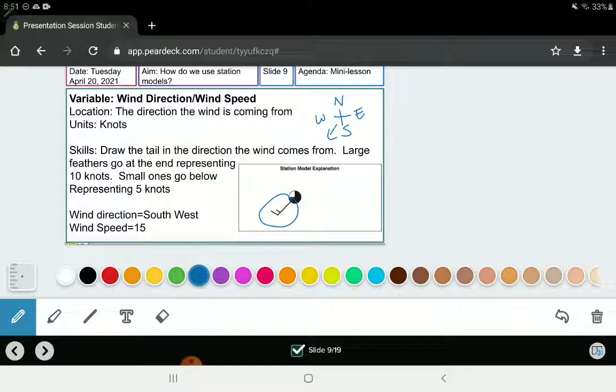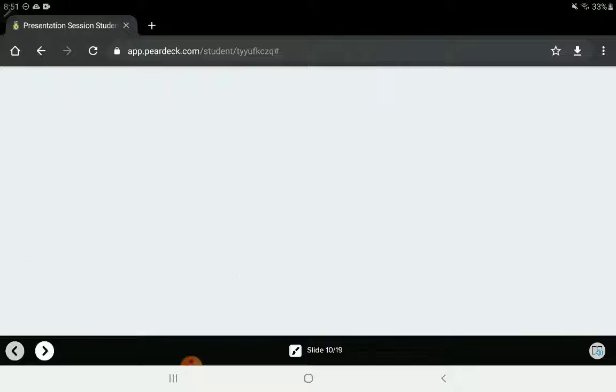And then the feathers: this full line is going to be 10 knots, and the small line is going to be 5 knots. So you just add those together, and we know that the wind direction is southwest, and it is 15 knots.